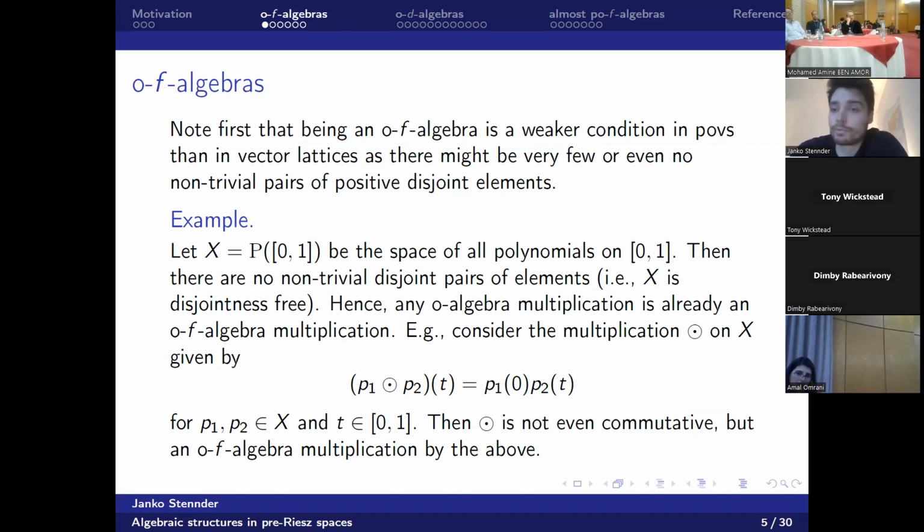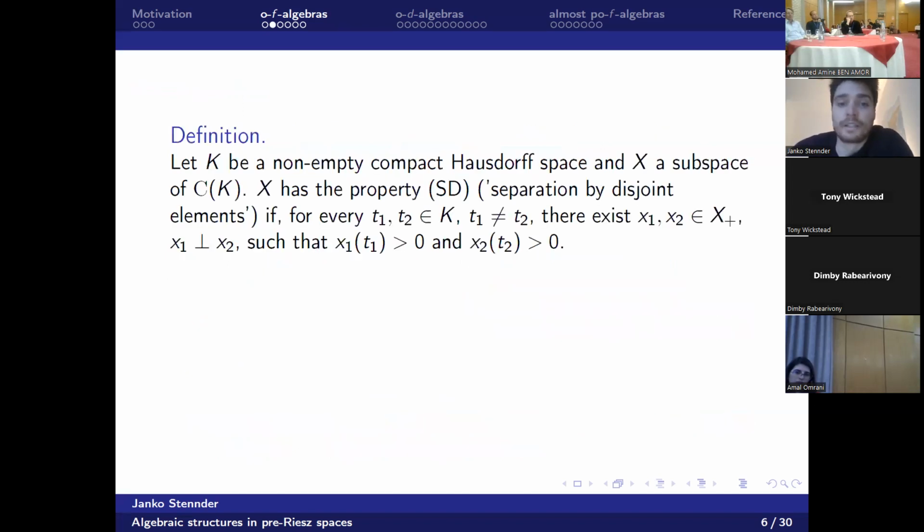And one could assume something like pervasiveness, which Anke also talked about earlier, which means having enough or more disjoint elements, but this is still not enough. But in the special case of spaces of continuous functions, we could find a condition which ensures that there are enough disjoint elements. And this property we called SD, which means separation by disjoint elements.